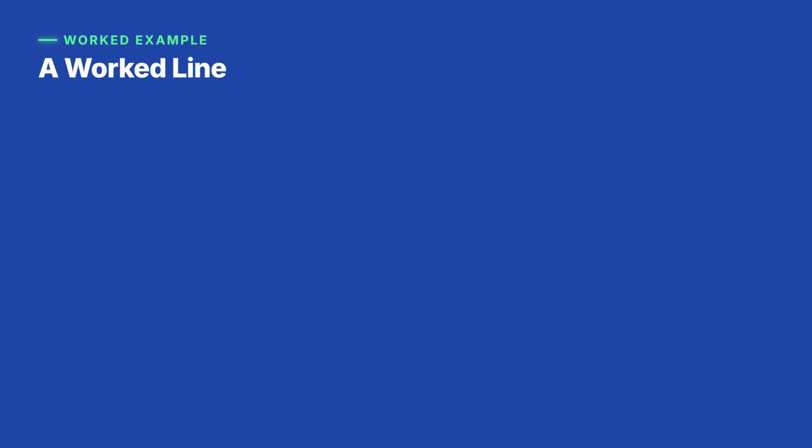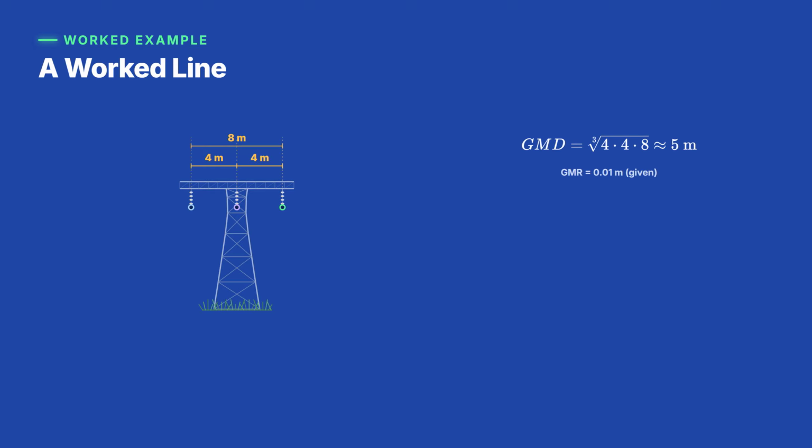Let's put numbers on it. Take a three-phase line on a flat tower. The spacings between conductors are 4, 4, and 8 meters. First, the geometric mean distance. It is the cube root of the three spacings multiplied together. That comes out to about 5 meters. Each conductor has a geometric mean radius of 1 centimeter, that is 0.01 meters.